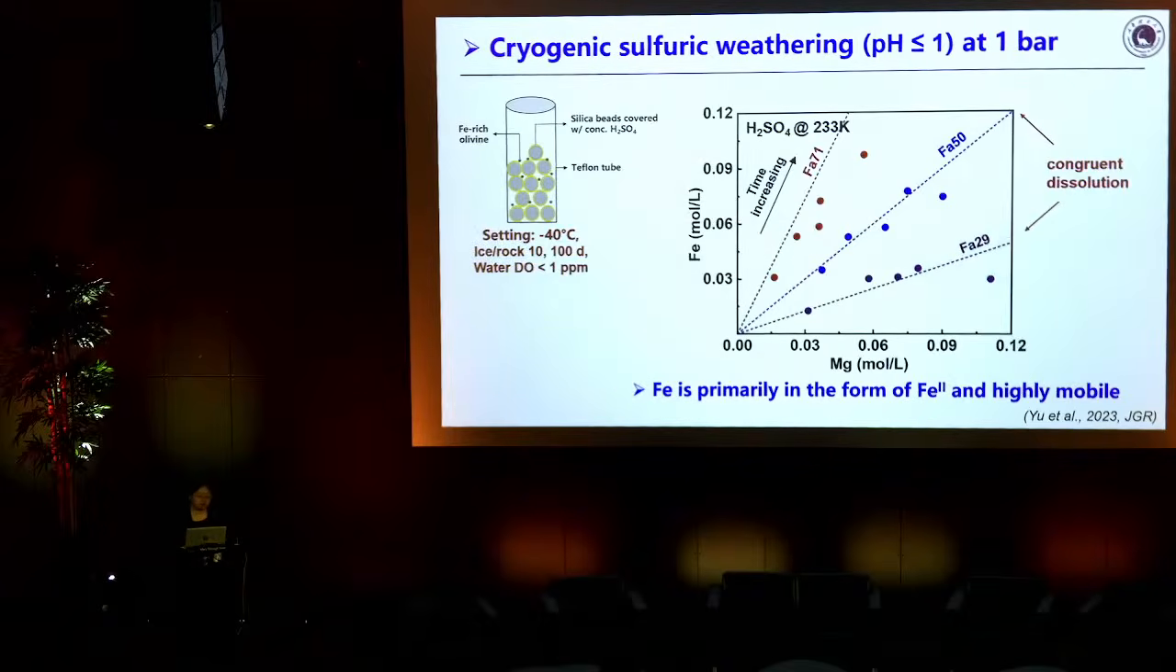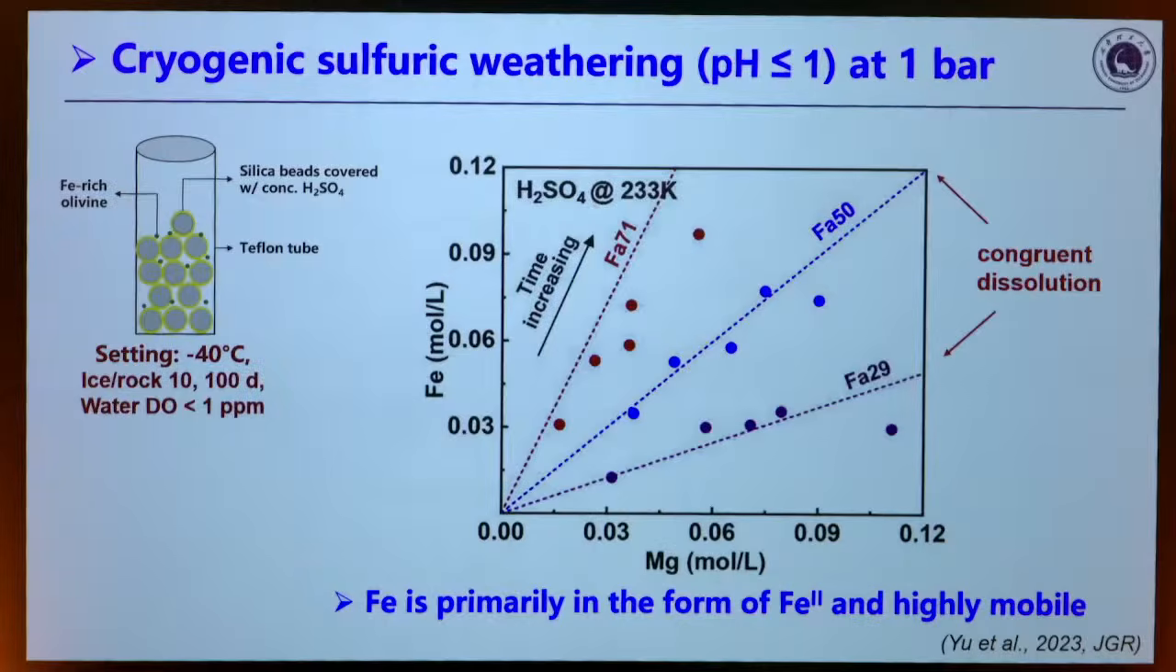The first thing we do, because we know that there is spherical weathering on Mars, is see what happens under cryogenic conditions. Consistent with our understanding, we found that iron is primarily in the form of iron 2+ and highly mobile, with very high acidity.